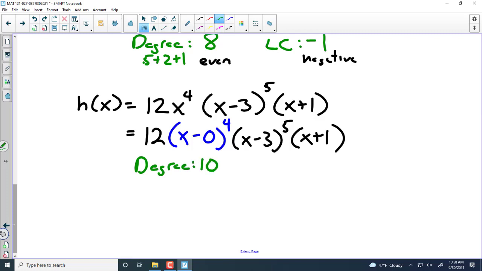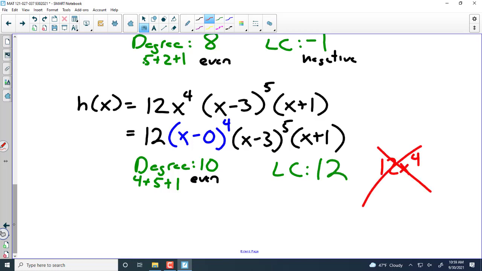Oh, that's interesting. The degree is even. Where did it come from? 4 plus 5 plus 1. The leading coefficient for this one? This is what I said before. You look at what's in front of all the parentheses, and even if there's an x there, you still just take the number. So what's the number that's in front of all the parentheses? 12. Not 12x to the 4th. You don't bring the x with you, just the number in front.